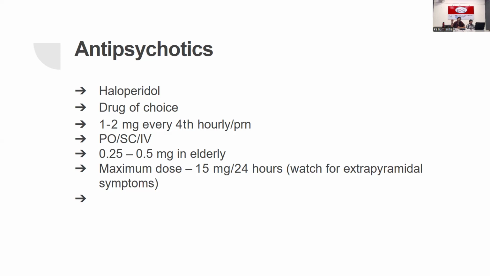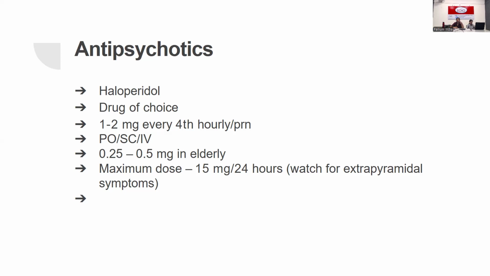We can look for the change, and also you have to know about the maximum dose of antipsychotic, which can be up to 15 to 20 milligrams in 24 hours. We can repeat the haloperidol. If a patient comes to you in your OP with distress and you give 1.5 milligrams, after nearly 20 minutes you can repeat 1.5, and every fourth hourly also you can give. If the patient is very agitated, you can give it fourth hourly. But you have to keep in mind there should be a maximum dose of 15 to 20 milligrams.